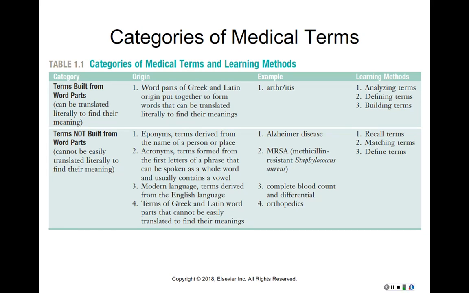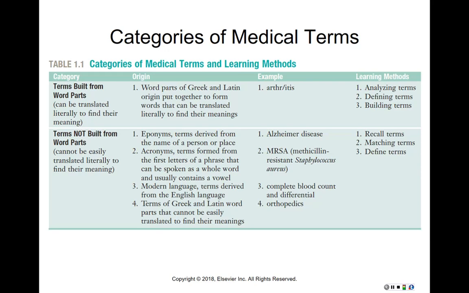Word parts, again, are usually made up of Greek or Latin origin. They're put together to form words that can be translated literally to find their meanings. For example, arthritis. We will learn what those mean in a little bit, but you will learn how to define these terms by analyzing the terms, defining the terms, and building the terms.